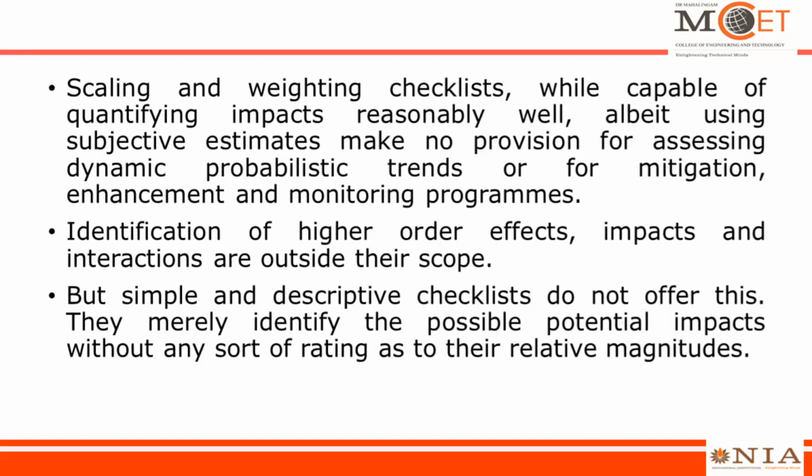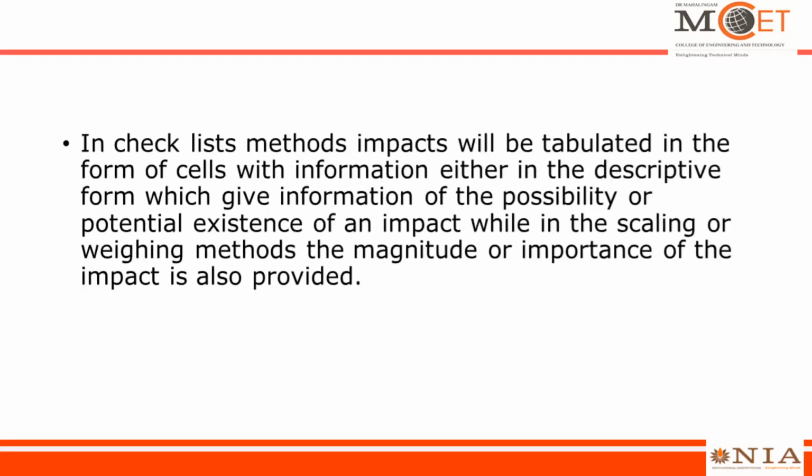and descriptive checklists. In checklist methods, impacts will be tabulated in the form of cells with information either in the descriptive form, which gives information of the possibility or possible existence of an impact, while in the scaling or weighing methods, the magnitude or importance of the impact is also provided. So, as we discussed in the last slide, the scaling or weighing method gives importance or magnitude to the impact, while in the simple and descriptive, you are simply getting the list of the impacts, and in descriptive, maybe a little more description about the impacts. That's about it.